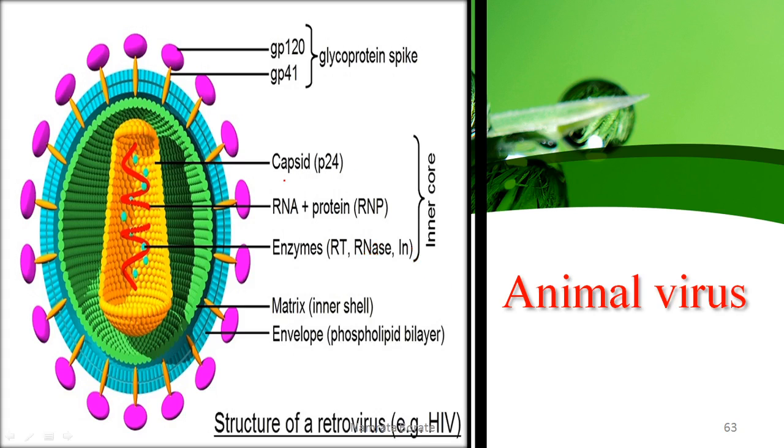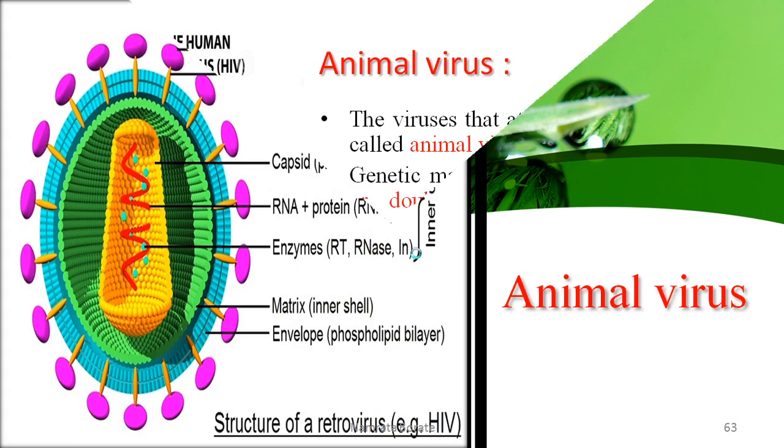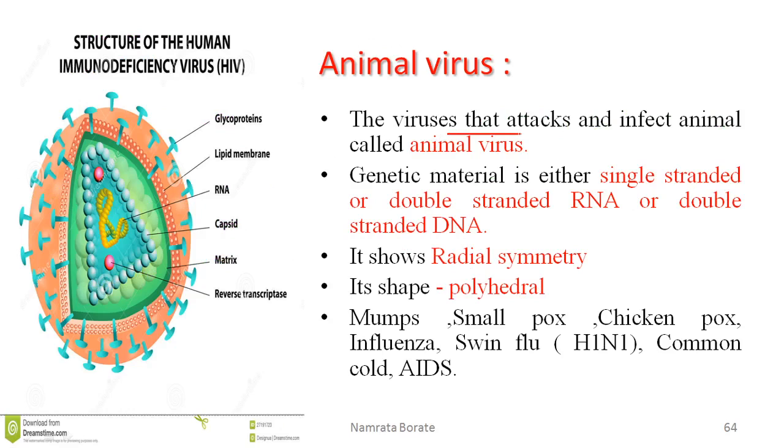Afterward, the second type of virus is the animal virus. The virus that attacks and infects animals is called an animal virus. The genetic material is either single-stranded or double-stranded RNA, or double-stranded DNA. Out of this RNA or DNA, only one is present in the animal virus, not both at the same time.